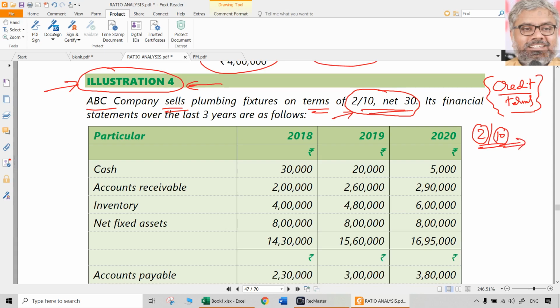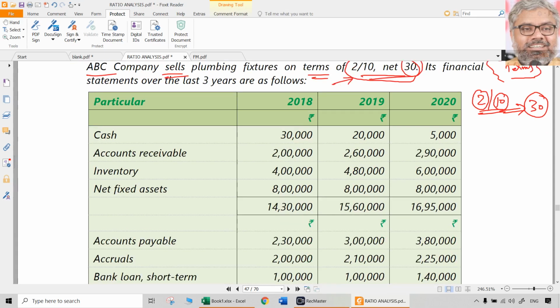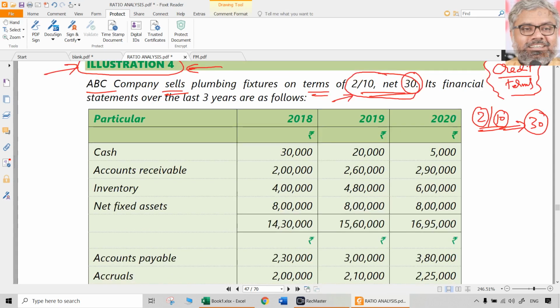Can they pay after 3-4 years? No, they have to pay within 30 days. See, the normal credit period extended is 30 days. Normally, the credit period is 30 days. But to incentivize them for early payments, we are also giving an offer of a cash discount of 2% if they pay within 10 days. That is the meaning of it. Whether it is applicable in this problem or not is a different story. But that is the meaning of 2/10 and net 30.